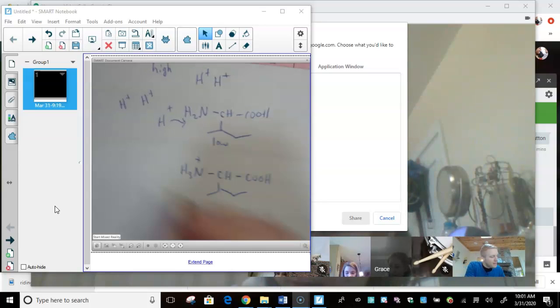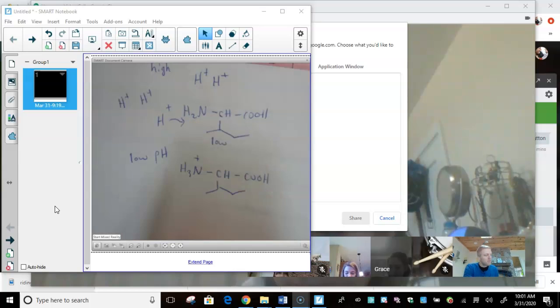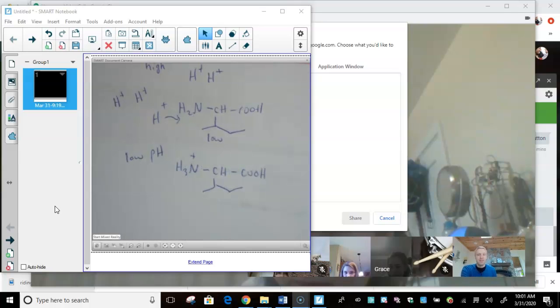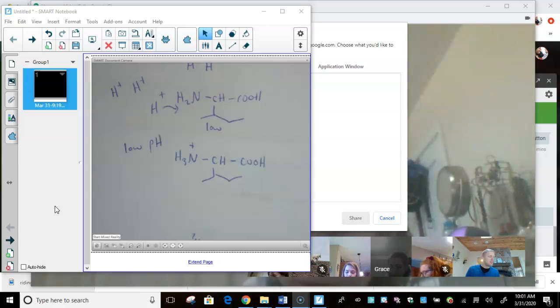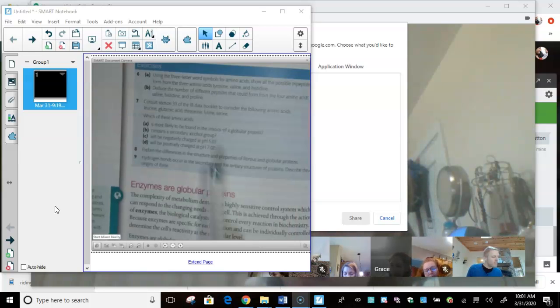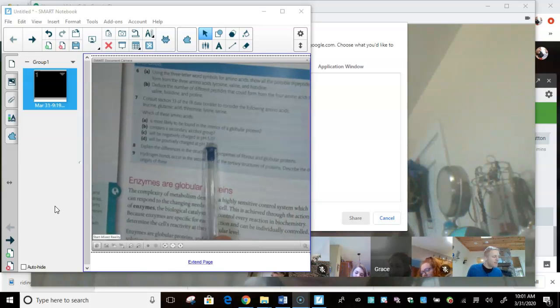So low pH, you got a high H plus environment. You got H pluses that are going to then go to attach to the amino acid so that the environments kind of equalize. And that's going to create a positive charge for this amino acid. So, going back to the question, we have a pH of 5, will be negatively charged at pH of 5.